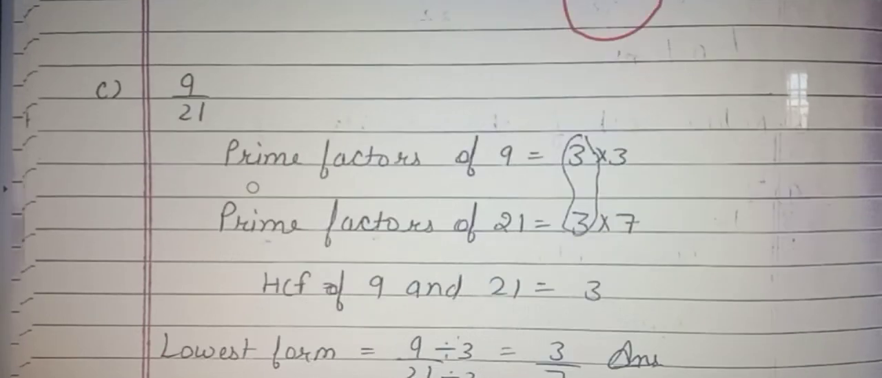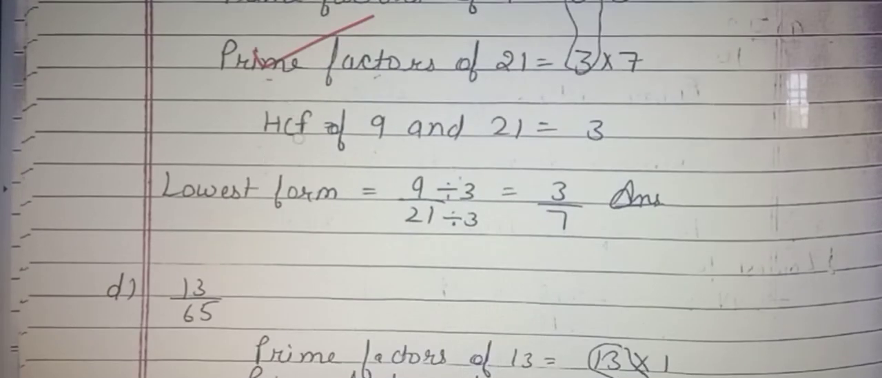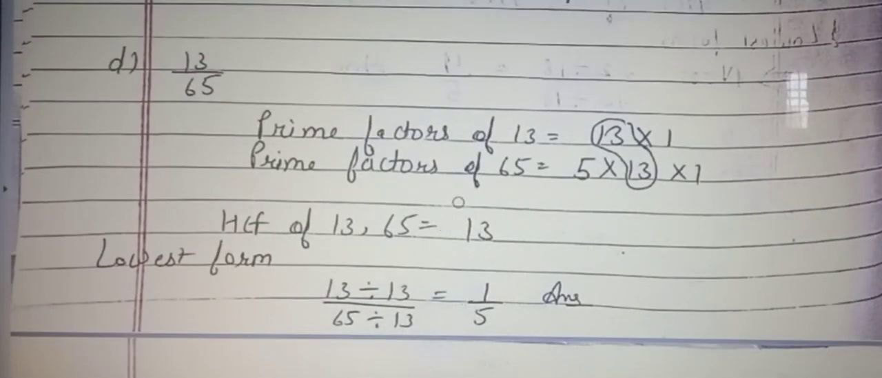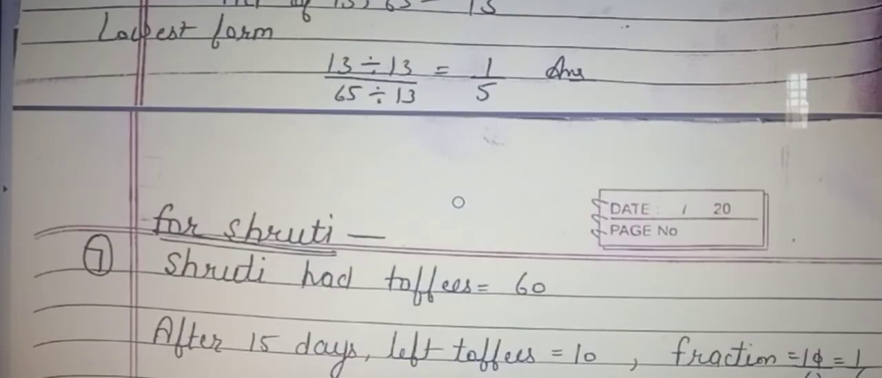In the C part also we will do the same, means we will find the prime factors firstly, then the HCF, and after that to find the lowest form we will divide the given fraction by the HCF. D part is also the same, so we'll do it like this only.